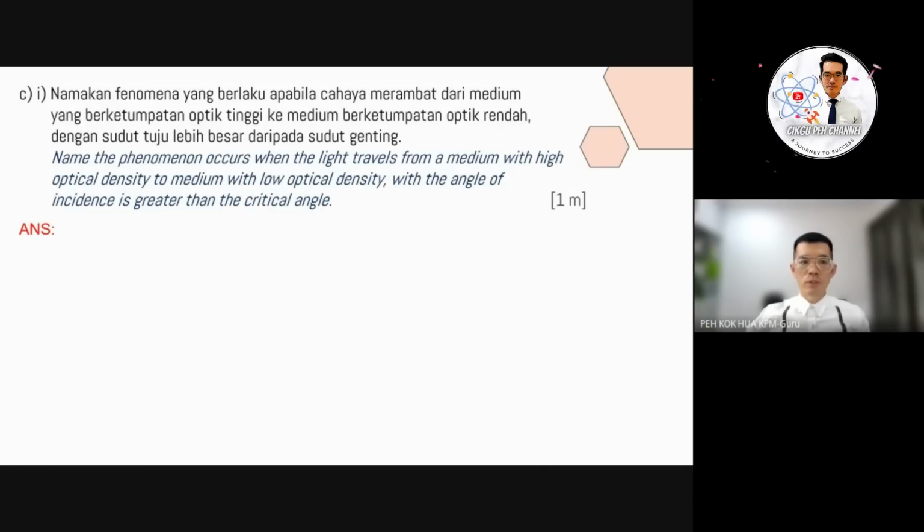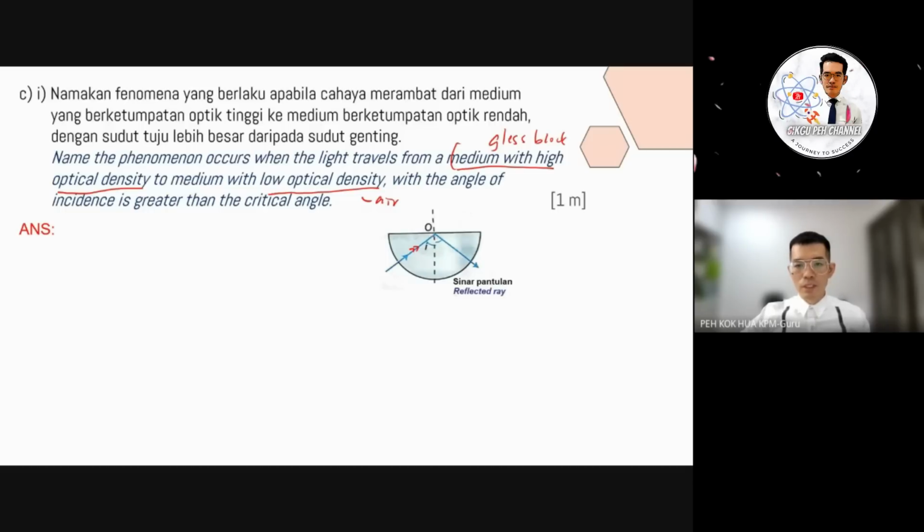So we go to our next question. The phenomenon that occurs when the light travels from a medium with high optical density, so the glass block, to a medium with low optical density, so here will be air, with the angle of incident greater than the critical angle. So when our incident angle is greater than our critical angle, total internal reflection will occur, which I already showed you in the simulation. So the phenomenon we know as total internal reflection. Here will be 1 mark.